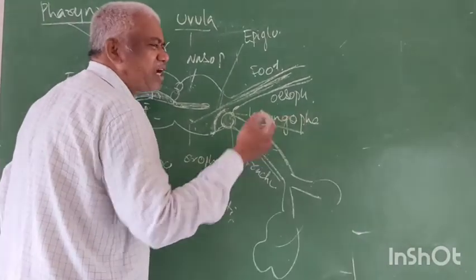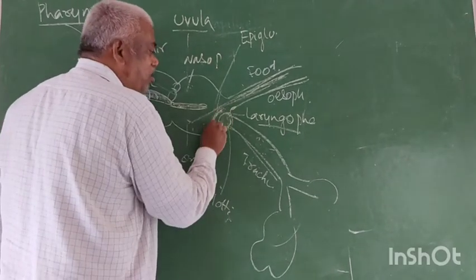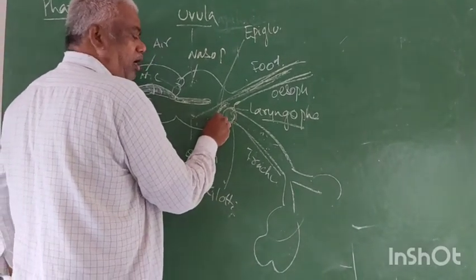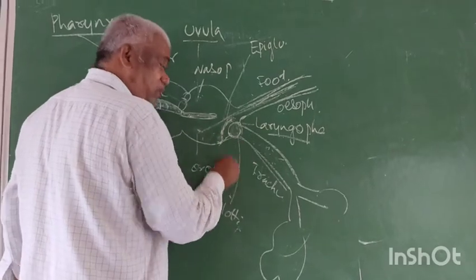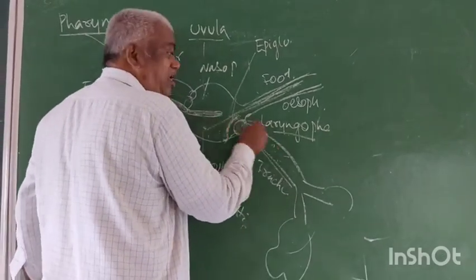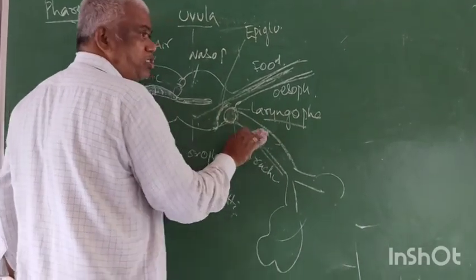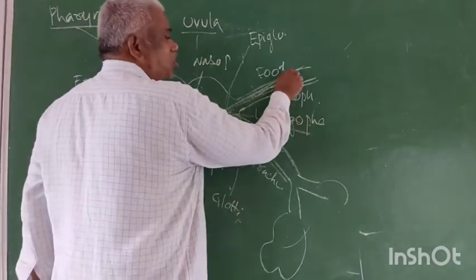The epiglottis acts in a fraction of a second. Due to the presence of the epiglottis, the entry of food into the trachea is prevented, and automatically the food passes to the esophagus.